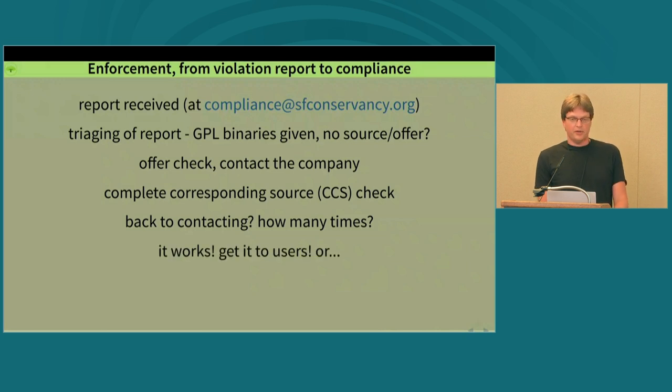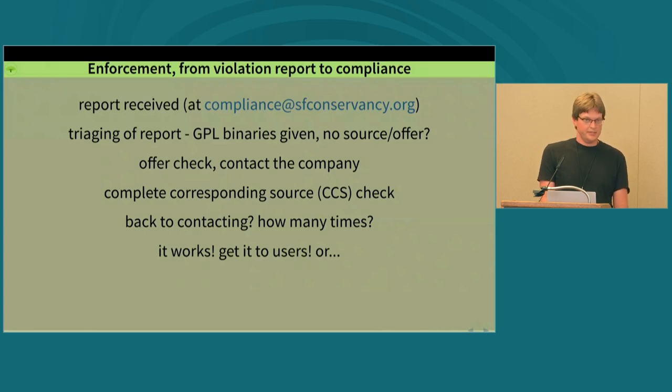Sometimes after contacting them and going back and forth many times, we eventually find that it works. That is wonderful. And in that case, we would get it to users. We would really, frankly, announce it to the world. And then we would encourage a lot of things to be done on top of that, as have been done in many cases before. One of the excellent examples of that is OpenWRT, which started after a lawsuit against Linksys, where they received source code for that router, and then made a project which now runs on lots and lots of different routers, and has since then also become a member project of Software Freedom Conservancy.